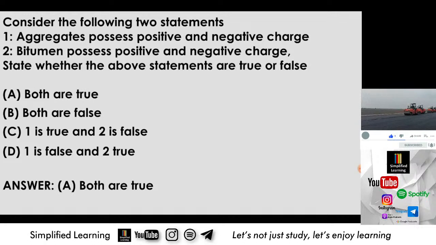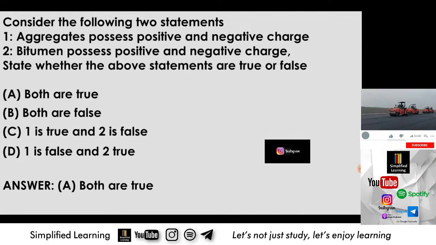Consider the following two statements. First is aggregate possess positive and negative charge. Then second statement is saying bitumen possess positive and negative charge. State whether the above statements are true or false. Both the statements are true. Aggregate do possess positive as well as negative charge. Then bitumen also possess positive as well as negative charge.